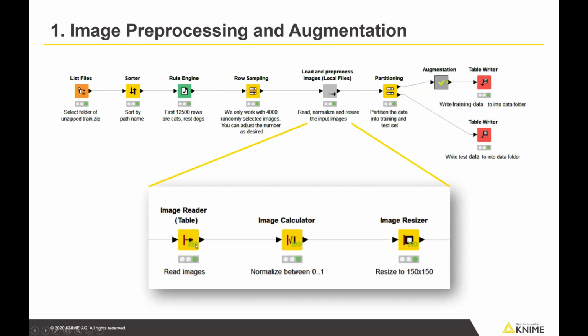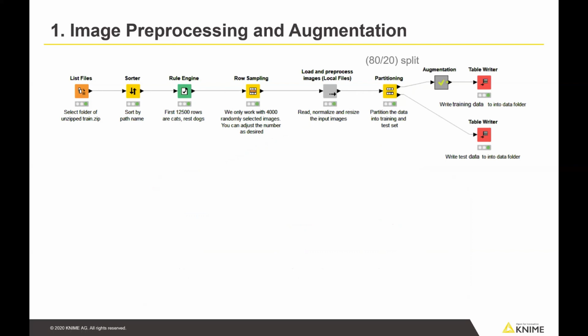Here we have an image reader node which reads in the images into Knime. Then we have an image calculator node, which performs normalization of the pixel values. In this case, we normalize between 0 and 1, which is a pretty standard technique for machine learning. And then we additionally have to bring all the images to the same size, because most networks require a fixed input dimensionality. Next, we perform an 80-20 split, such that we have some data which we can use for testing.